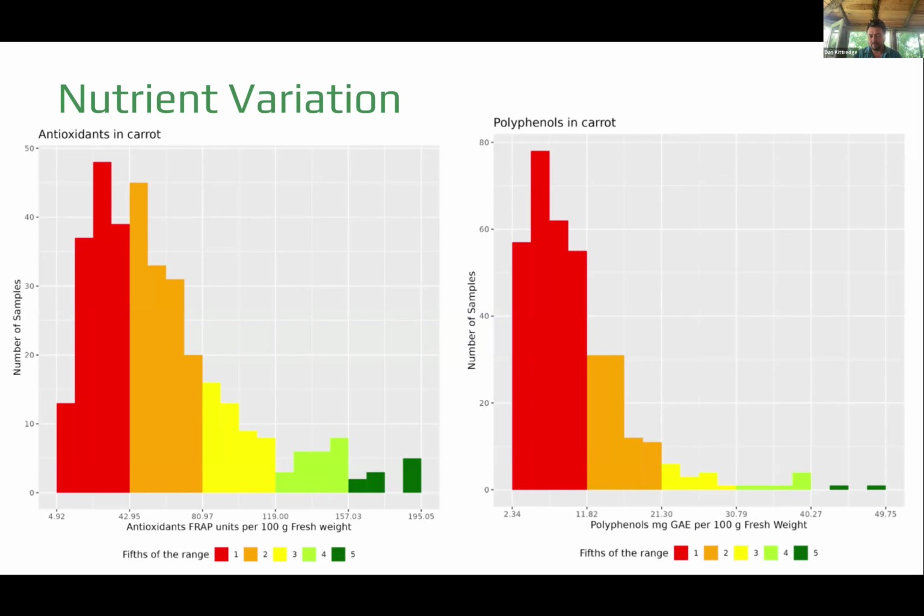Polyphenols on the right, 2.34 to 49.75. That's a 20x variation. And the peak of the curve is there in the 5th to 10th percentile. So, this is again more than 20 crops, many years, multiple continents, hundreds of farms, all kinds of soil types, varieties, management practices, certification labels. This is the nature of the variation of the supply chain. There's a significant variation in nutrient levels, and most of what's available is relatively low in relation to what could be. So, next slide.